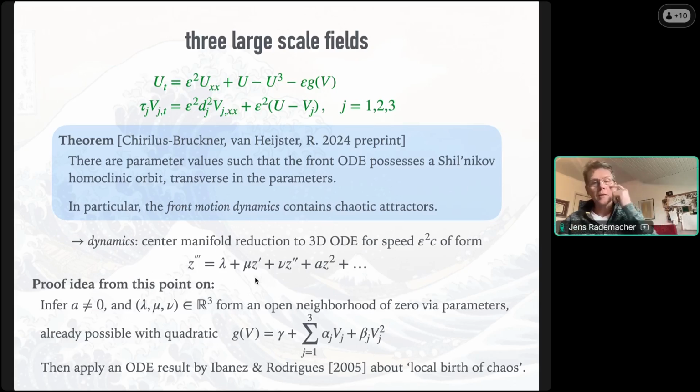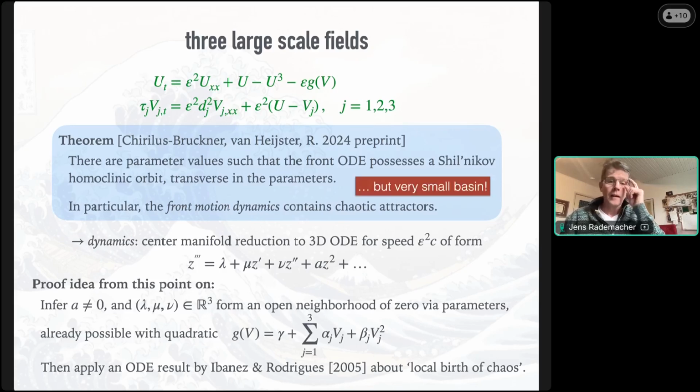Okay, so this is abstract. So what does this mean in terms of, I also want to see something numerically. And that's the problem, because this type of ODE analysis also implies that you have countably many chaotic attractors, but the basin of attraction is extremely small. It's actually exponentially small in these parameters. So you will basically never be able to see it numerically. This is the caveat.